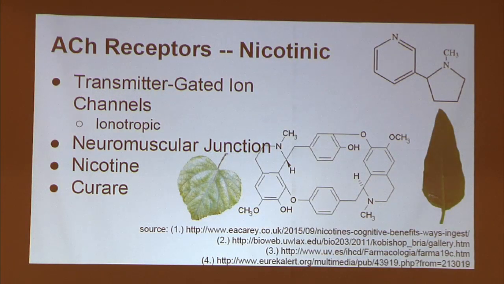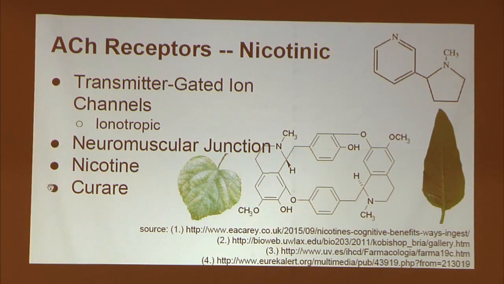So acetylcholine, one of the receptors was nicotinic receptors. This is a transmitter-gated ion channel, so it needs acetylcholine to bind, and then the ion channel will open. That's what it means, transmitter-gated. It just means the gate's locked unless you put a neurotransmitter in. Specifically, transmitter-gated ion channels are ionotropic. And again, these are the ones that are found at the neuromuscular junction, not the muscarinic ones.